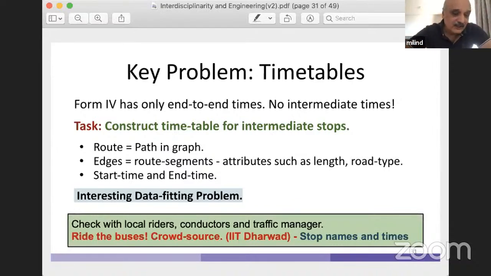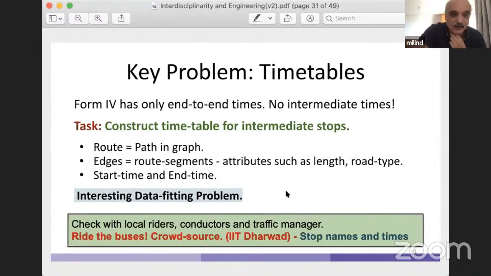Right now the problem is that most of the standard national form 4 structure does not have intermediate times or intermediate timetables for intermediate stops. So if you are at Kinavli in the middle, there is no way that there is a timetable for what are the buses which come to Kinavli. That's the fact. So now that gives us an interesting data fitting problem.